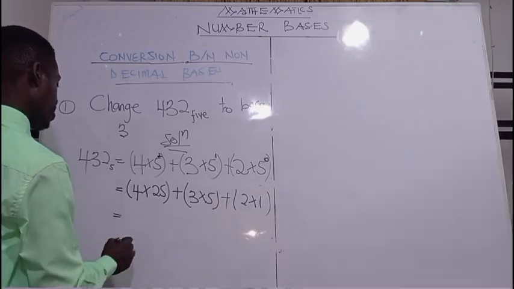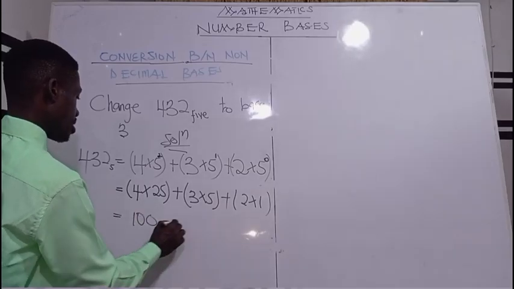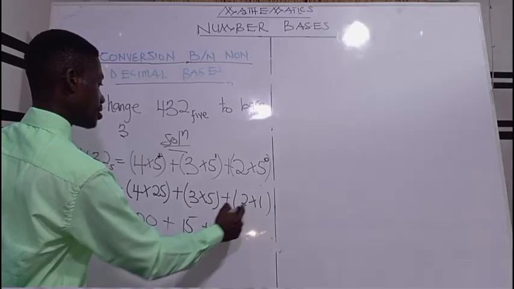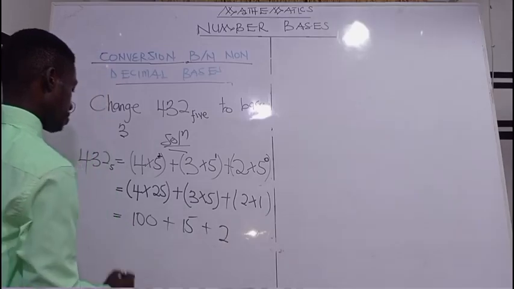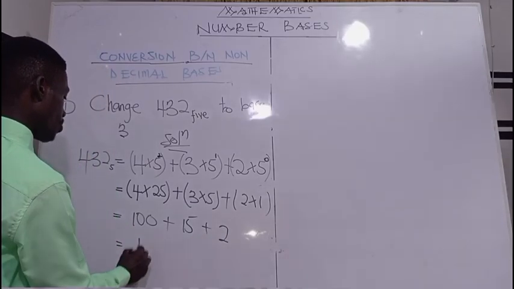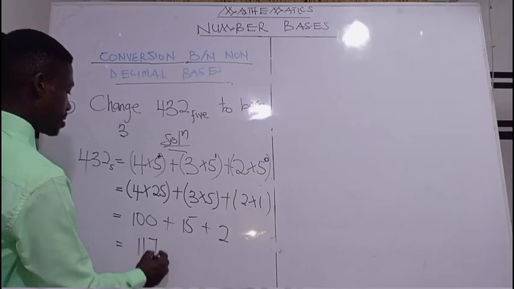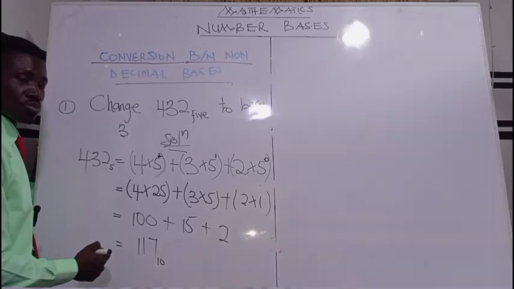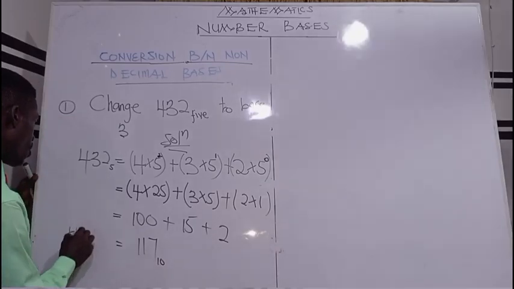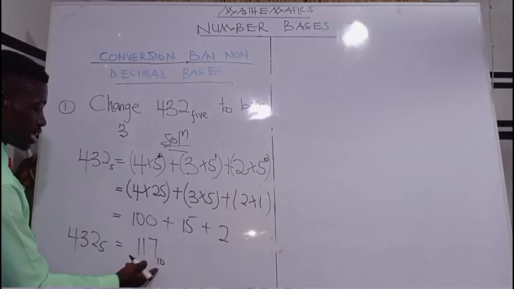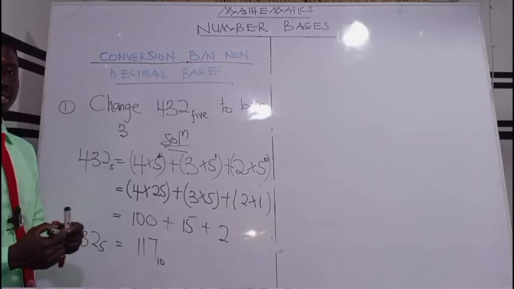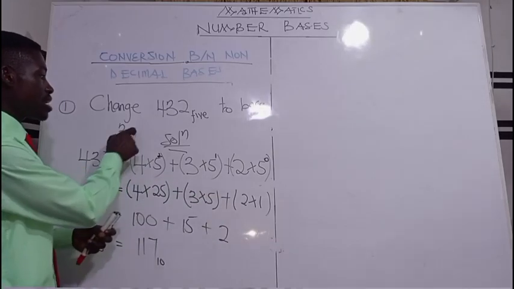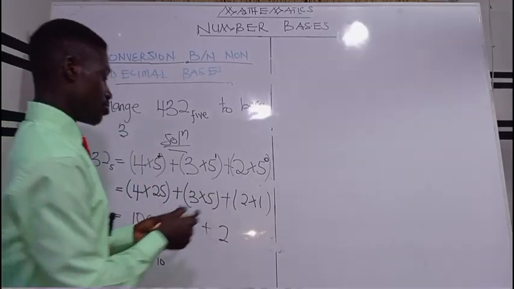So we have 4 times 25 will give us 100, 3 times 5, 15, and we have 2. So the whole of this will give us 117, and then base what? Base 10, because we are converting it from base 5 to base 10. So we can say that 432 base 5 is equal to 117 base 10. Then the next thing that we are going to do is convert this base 10 to base 3. So let's do that.